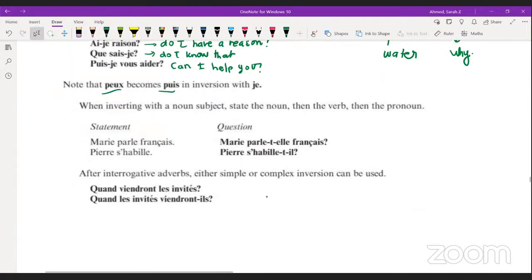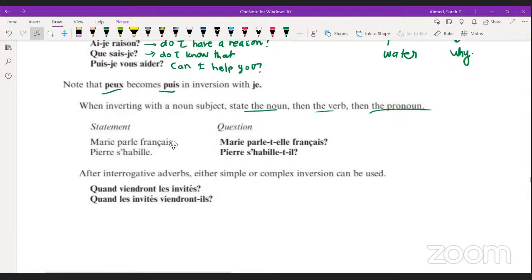Okay, so moving on. When inverting a noun subject, state the noun, then the verb, then the pronoun. Sometimes there's a noun and a pronoun in the same sentence. So in this case, you would put the T in the middle. So that's just the order. You put the noun, verb, and then pronoun.